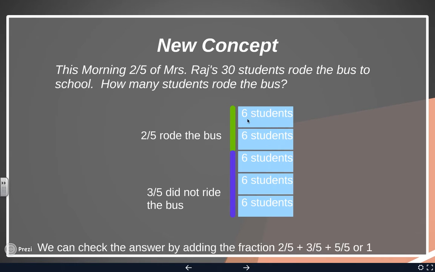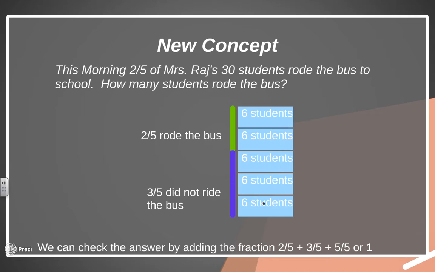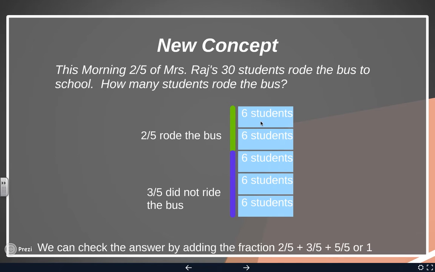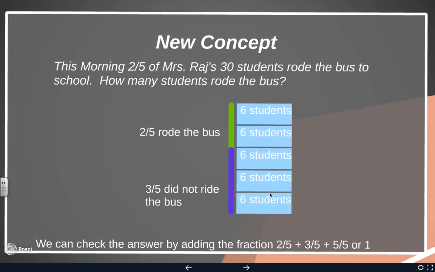So basically I'm taking one rectangle, taking 30 students and dividing it by 5, and then you can see how many students are in each fifth.